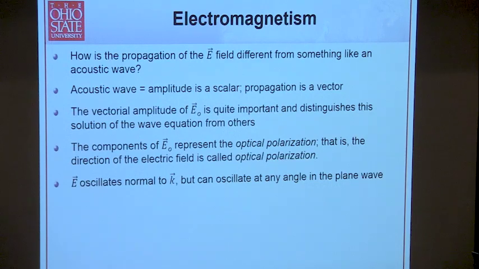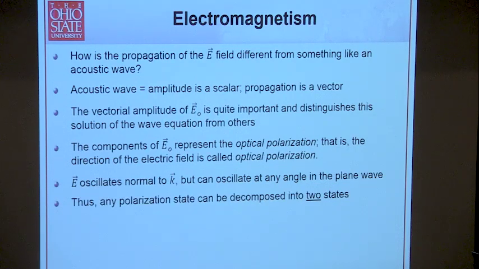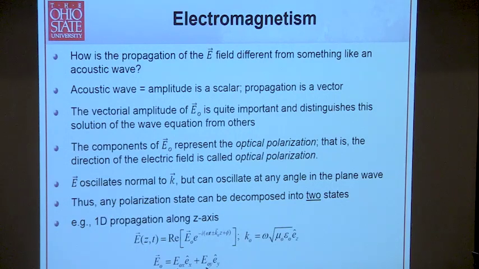Okay? As we said, E has to oscillate normal to K, but it can be at any angle in the plane, right? So we're going to keep this in mind: if we have a propagation direction, let's say along my arm, we can turn the electric and the magnetic field to any direction. Okay? So what we can do is decompose any polarization state into two states.